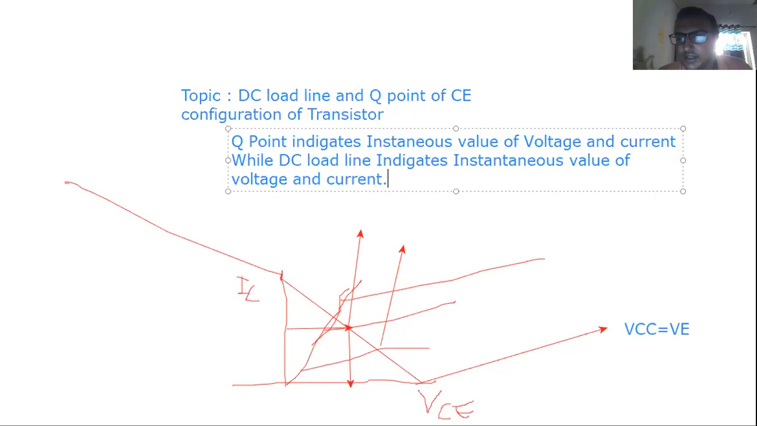Because, see this, what is the exact symbol of the transistor that I have explained in the diagram? I have taken it from the website. This is the Google image. See, this is the transistor. This is the symbol of the transistor. I have just shown it to you.